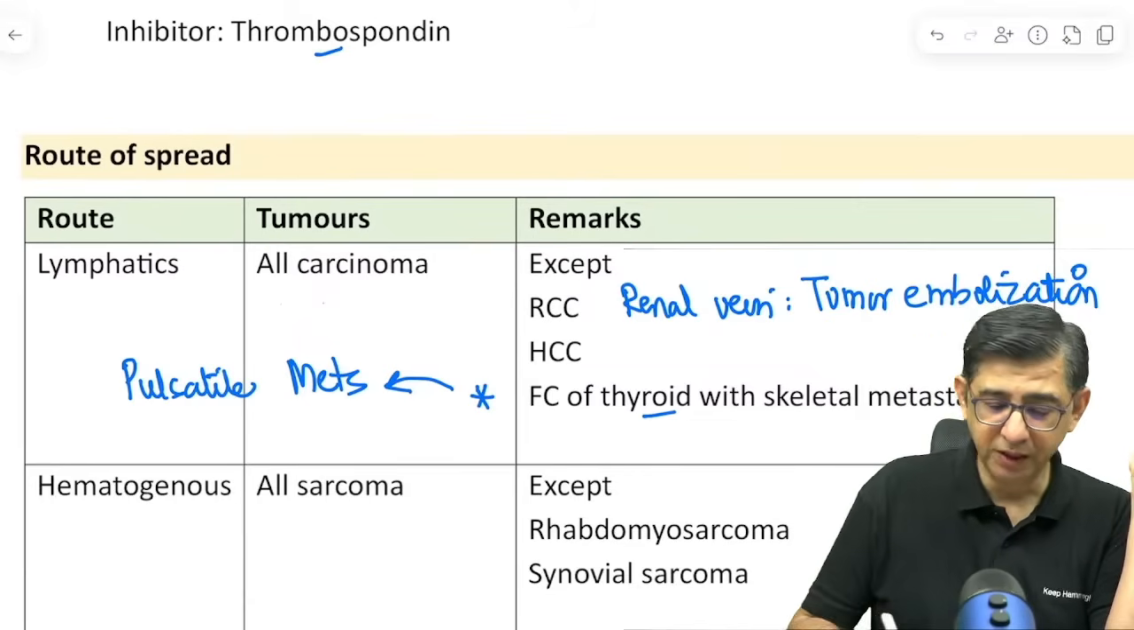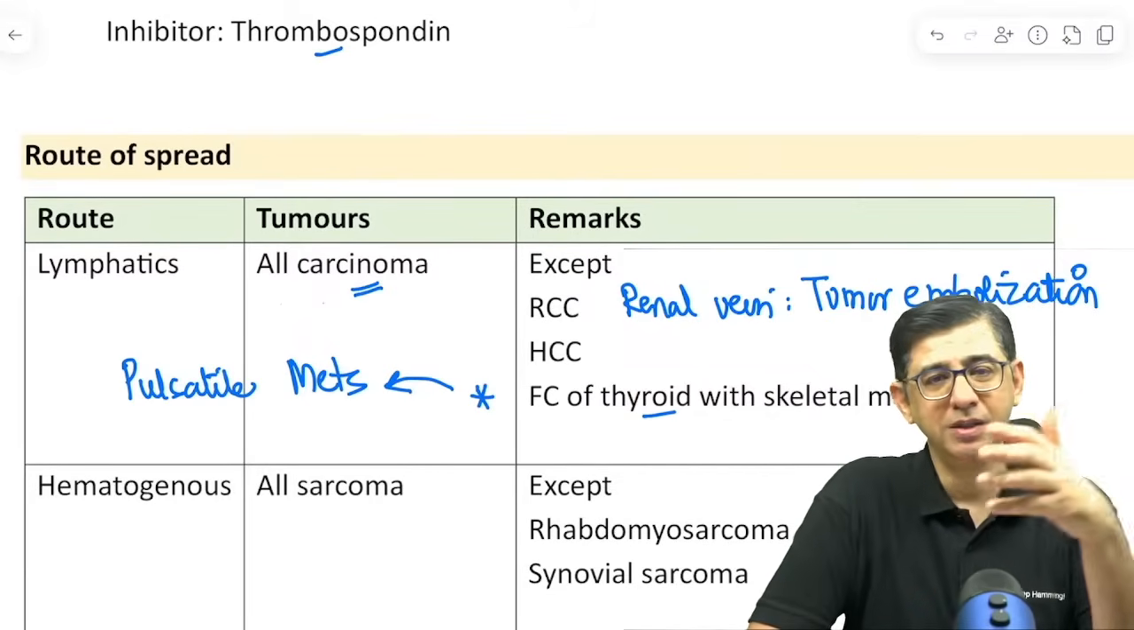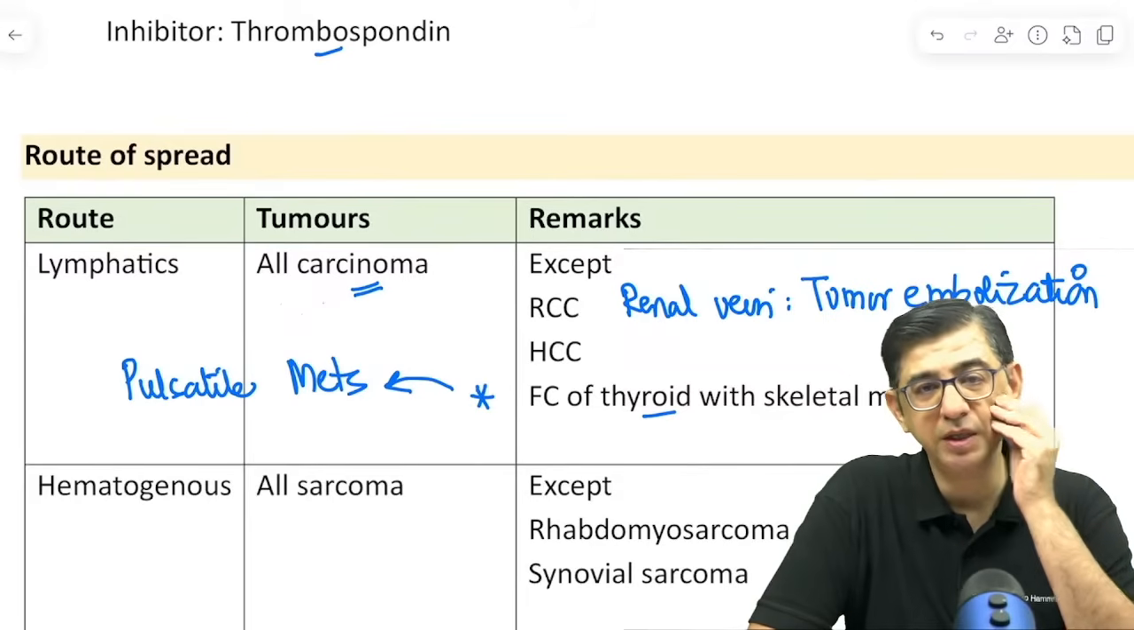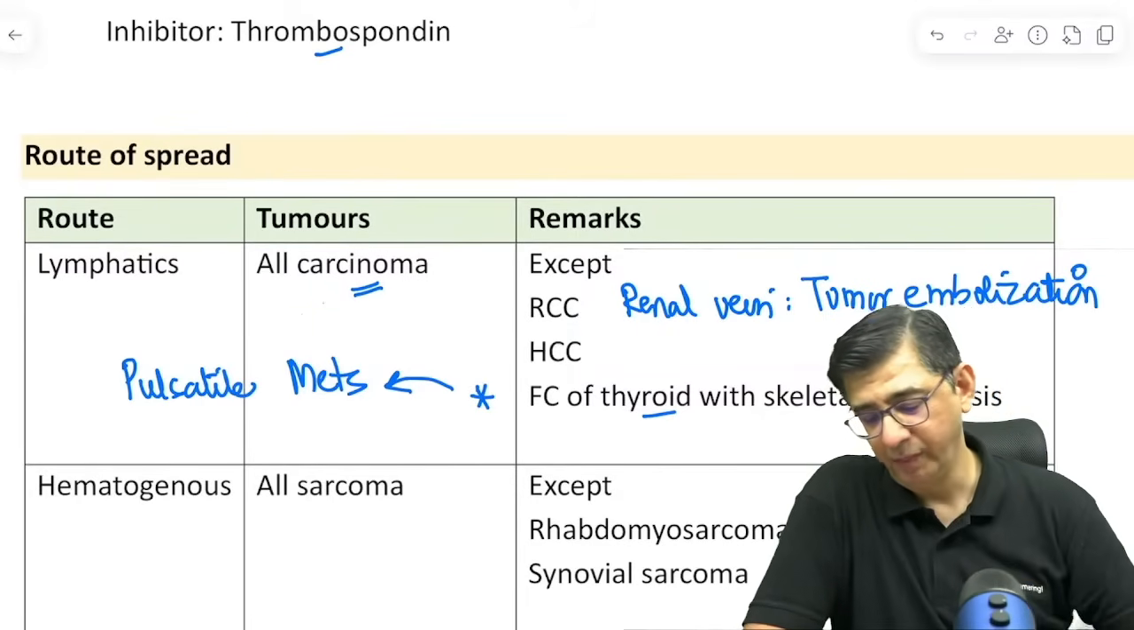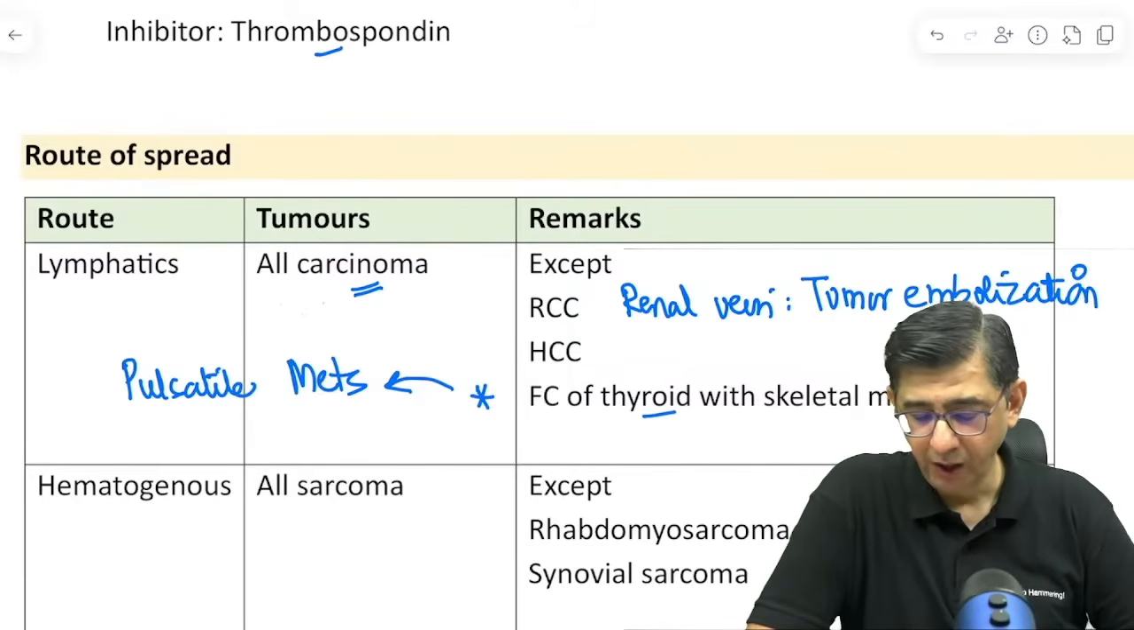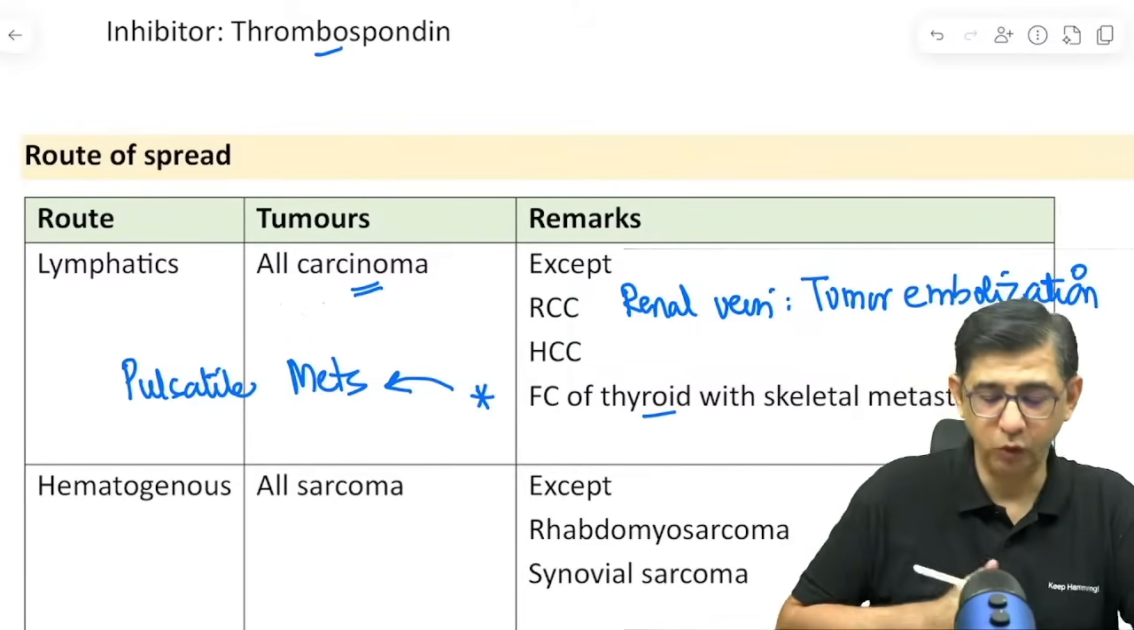So lymphatic se all cancers will obviously spread except for a couple of them. The names are RCC, HCC, and then follicular cancer of thyroid. And then all sarcomas always have a hematogenous dissemination except for rhabdomyosarcoma and a synovial sarcoma.